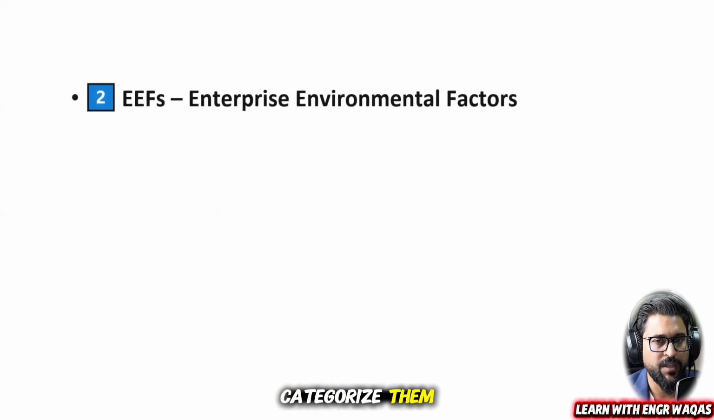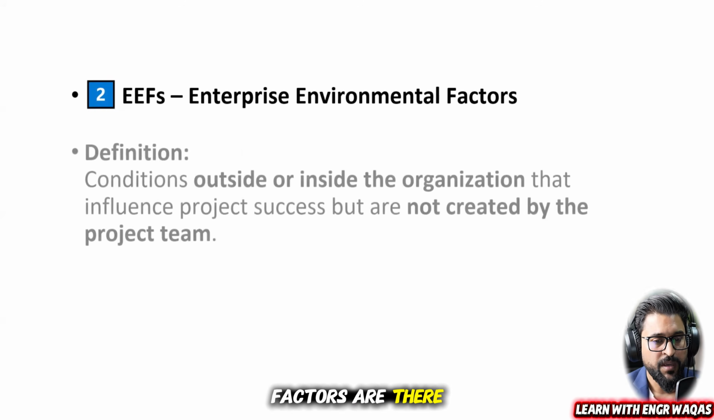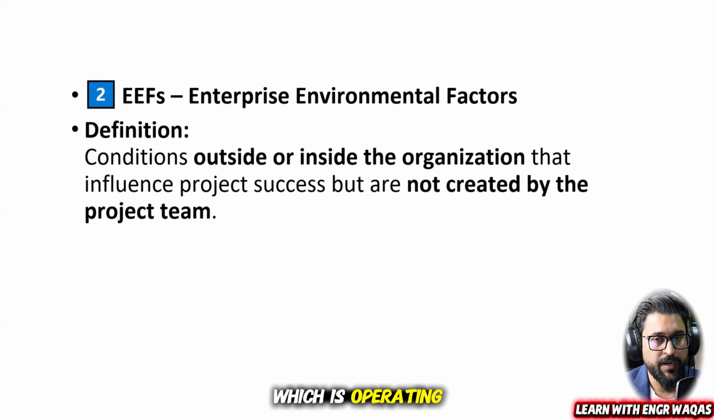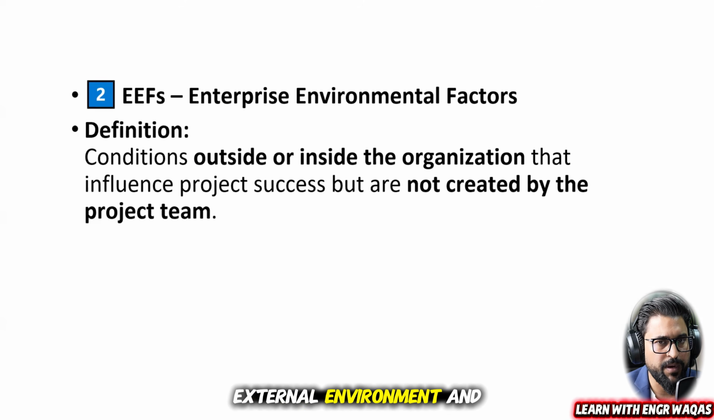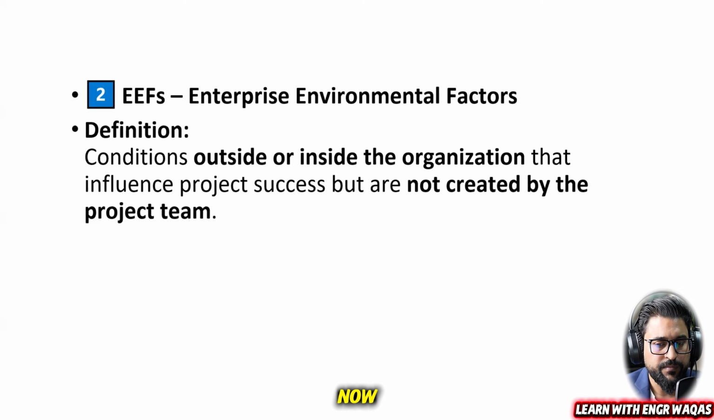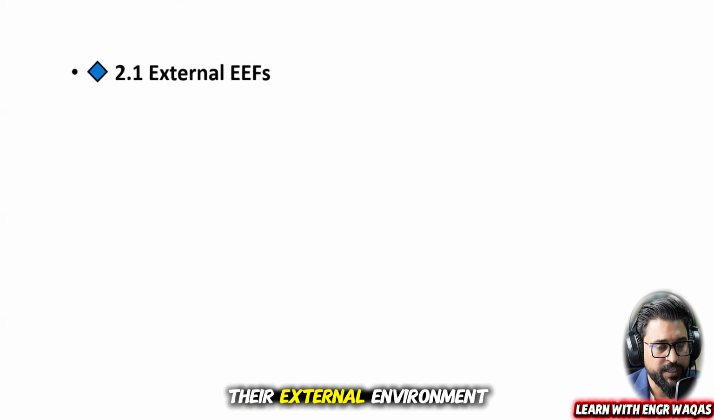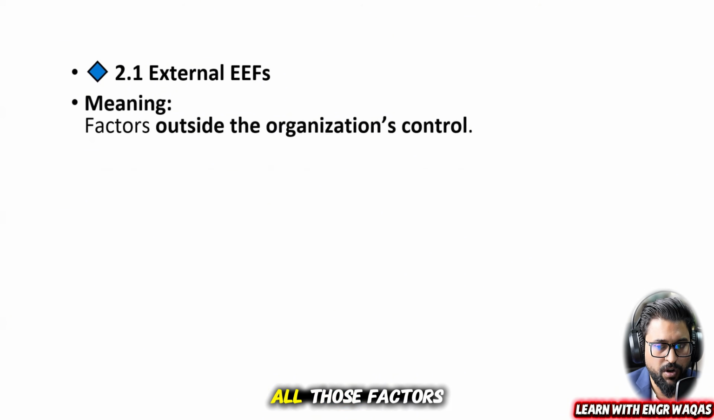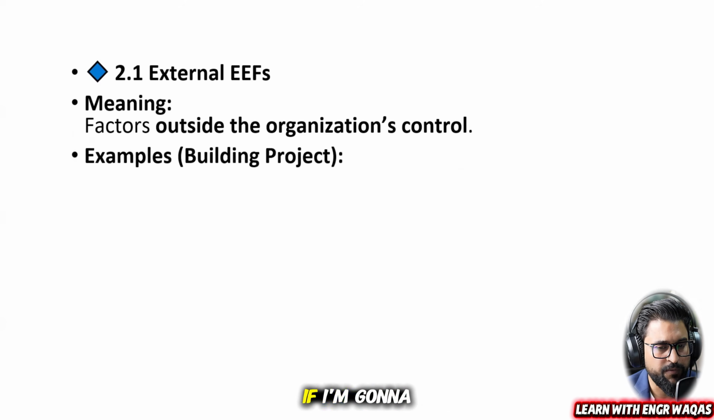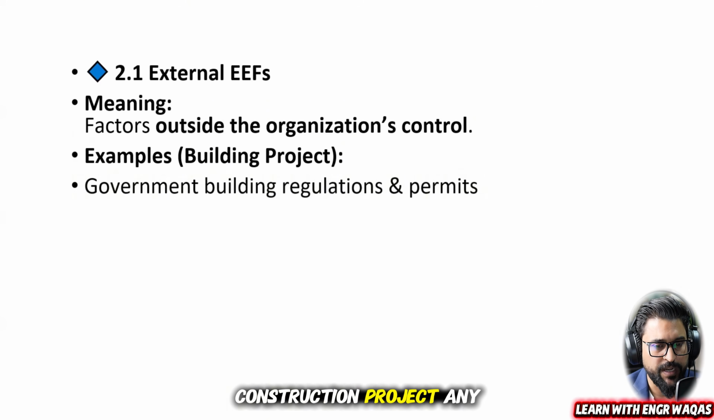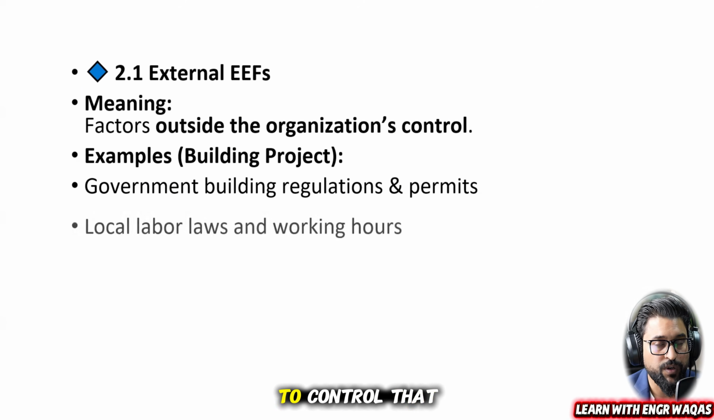When we are going to categorize them, then enterprise environmental factors are there. Enterprise means a company which is operating or driving that project. So the environment is going on. There are two types of environments: external environment and internal environment. Right now, we are going to see the external environment, meaning all those factors which are outside the boundary or territory or influence of that organization. For example, if I take the example of a building construction project, any government law which belongs to that country is actually an external factor which is going to control that project.